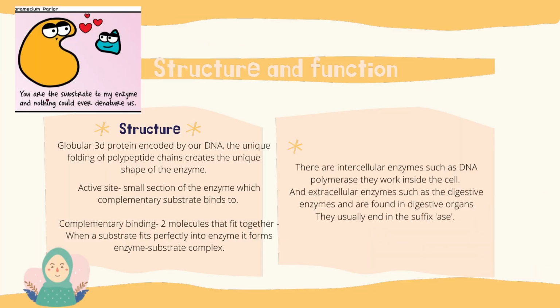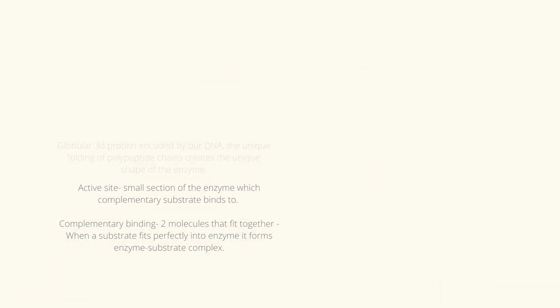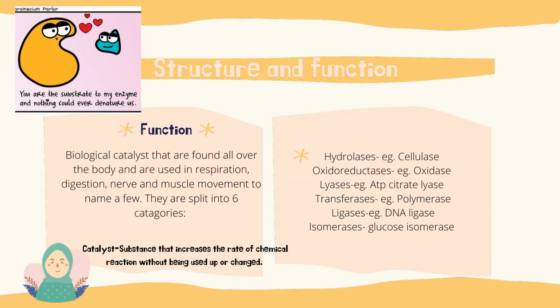Enzymes are globular proteins that are encoded by our DNA, and the unique folding of polypeptide chains is what creates the unique shape of an enzyme. The active site is a small section on the enzyme which the substrate can bind to. Once the substrate has bound to the enzyme, it forms an enzyme-substrate complex. Enzymes can be found inside of our cells as well as outside. Enzymes catalyze all biological reactions that occur in the body, for example, respiration and digestion.